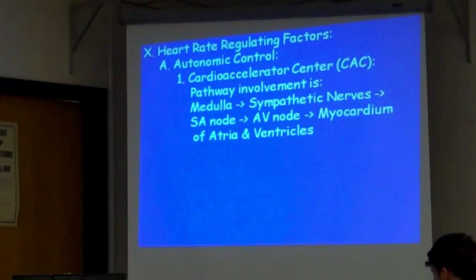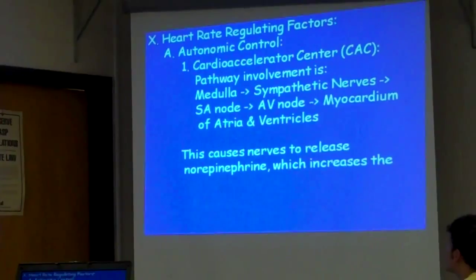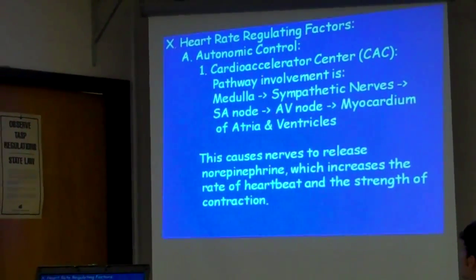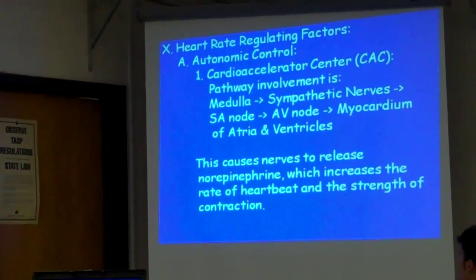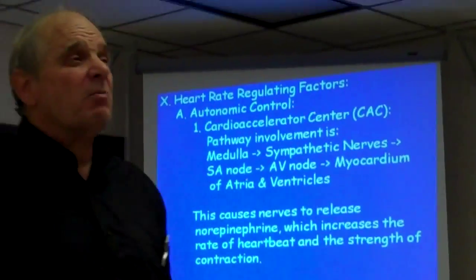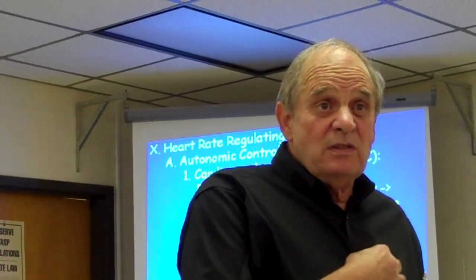Right here, cardio-accelerator. This causes nerves to release norepinephrine, which increases the rate of the heartbeat and the strength of contraction because of its effect on the SA node. That's what it does. The norepinephrine, the beta blockers, everybody, the beta blocker for blood pressure, atenolol. We'll talk about some beta blockers. The beta blockers have an effect on the SA node.